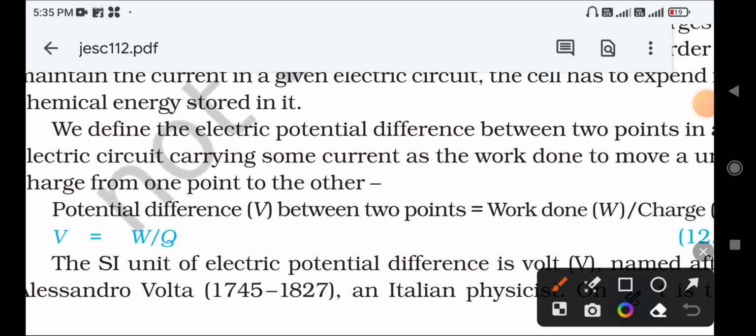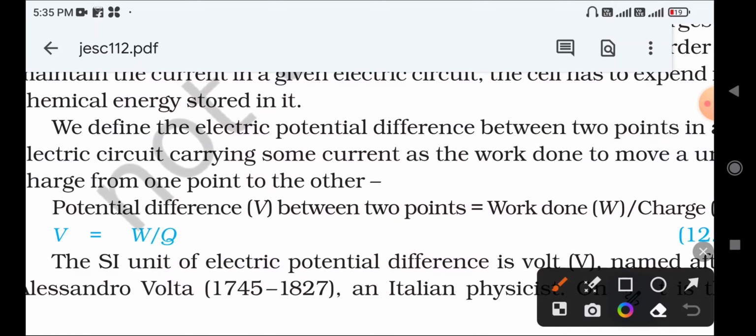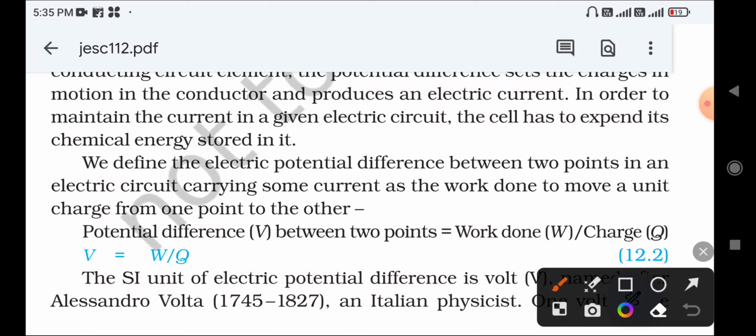The exact definition of potential difference is what we can discuss here. We can define the electric potential difference between any 2 points in a current carrying conductor. This is one end, this is the other end. This line indicates the current carrying conductor. In this, what is the potential difference?